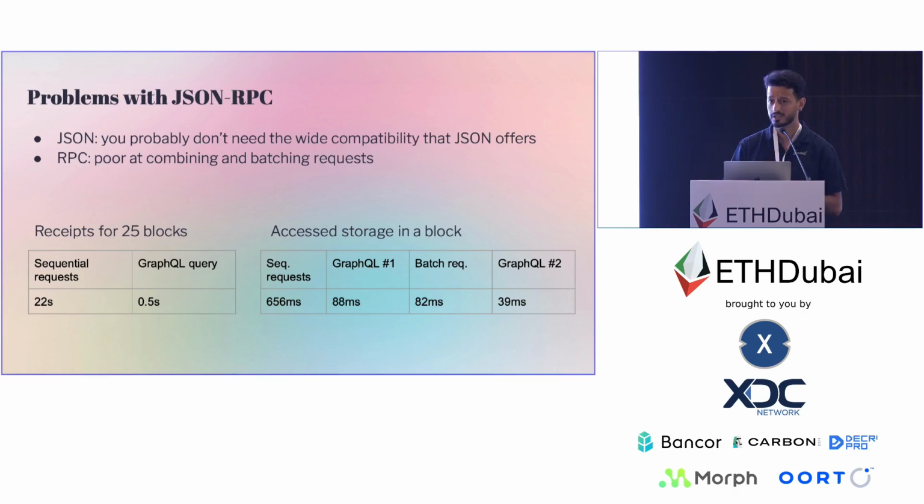Around this time, somebody opens a GitHub issue. I think he was a MEV researcher because he was complaining that requesting a lot of storage slots of a contract over JSON RPC is slow. So I was like, okay, hold on, maybe I can do something about that. I wrote this GraphQL query, and sure enough, it's almost 10 times faster.